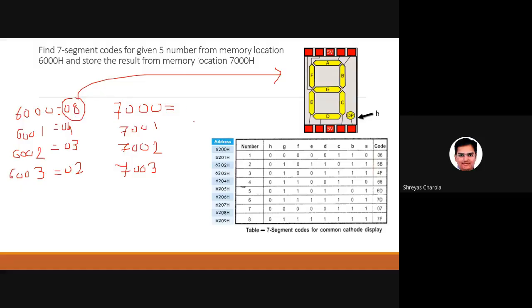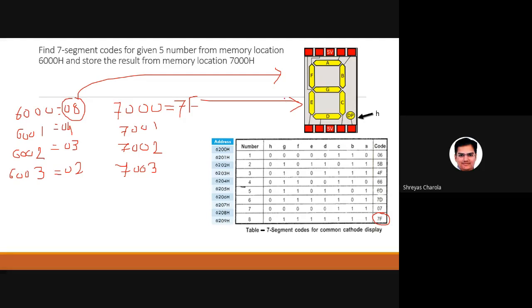Once you have 08, from the lookup table you find the hex code 7F and put it here, and that will be displayed on this 7 segment. So that is the importance of a lookup table. You don't have to convert any number into hexadecimal. It converts directly and automatically using the lookup table. That is the importance.